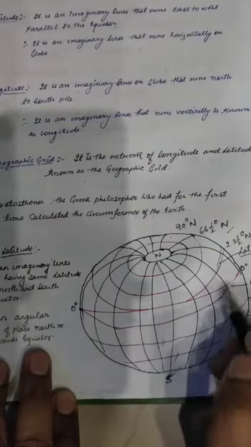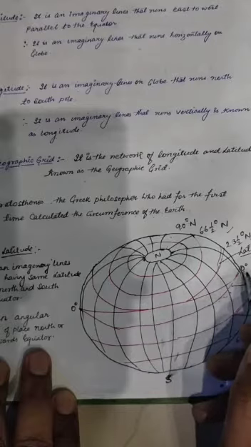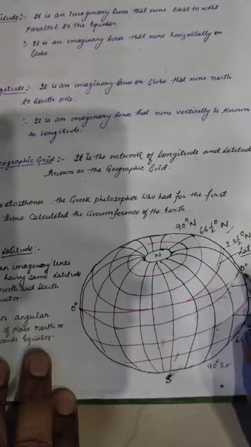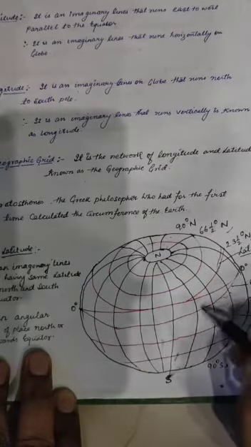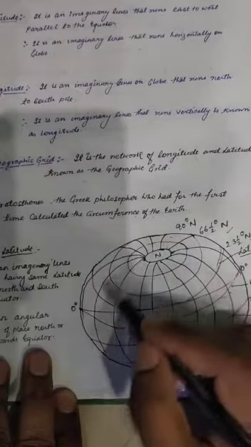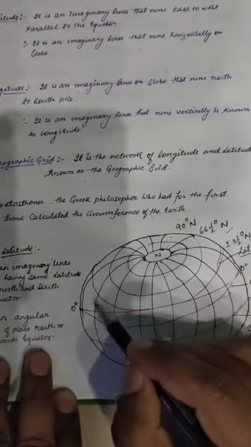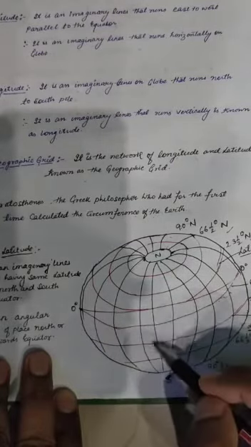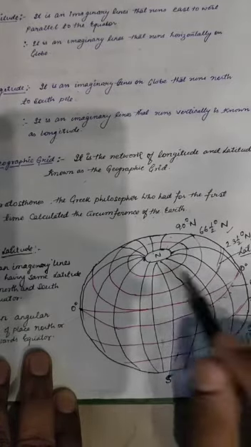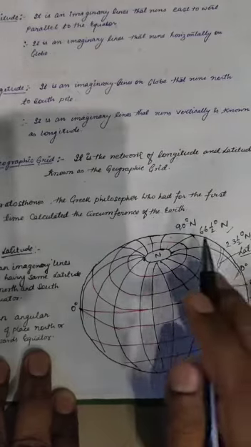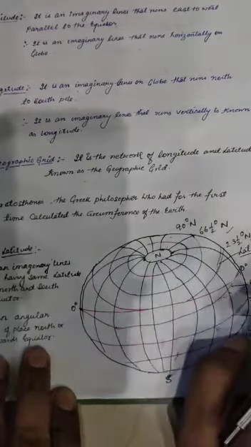The largest latitudinal line on the globe is the equator, which shows 0 degree. Above the equator, this part is known as the northern hemisphere. Below the equator, the part is known as the southern hemisphere.